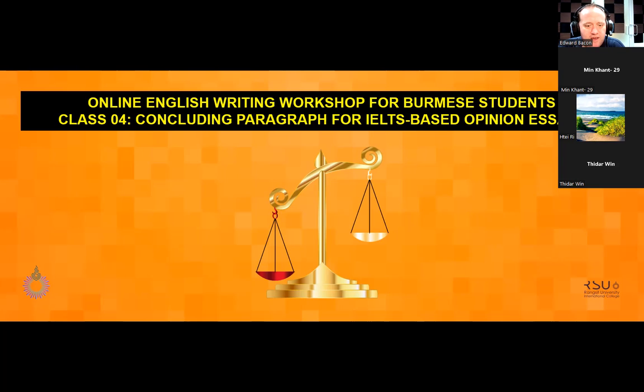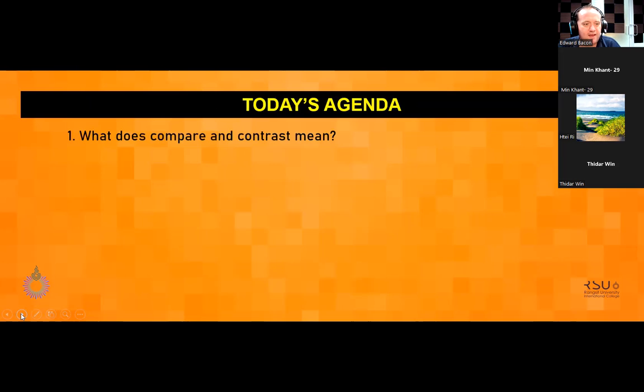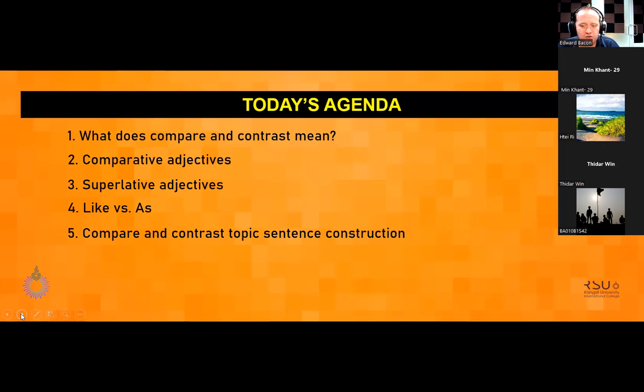All right, let's just get started here. Maybe we'll have fewer people here today since I forgot to send out the link on time. But today, first of all, we're going to talk about what compare and contrast mean. Then we'll cover comparative adjectives, and then superlative adjectives, like versus as. Then compare and contrast sentence construction. And then we'll finish off with covering the concluding paragraph for an IELTS-based opinion essay.